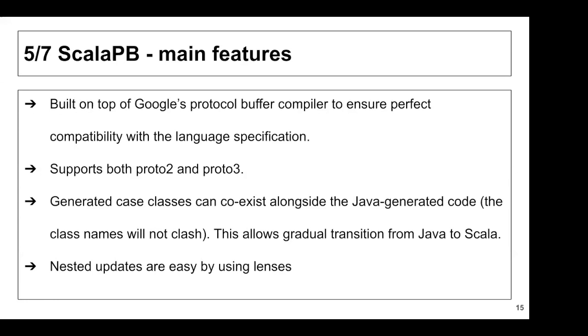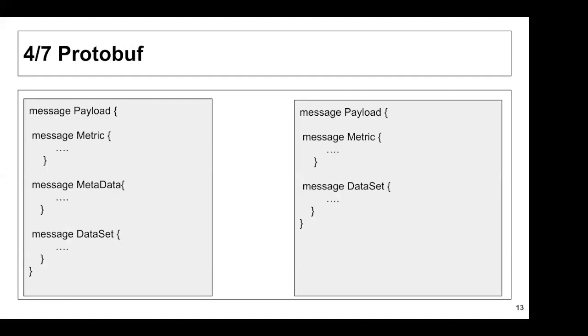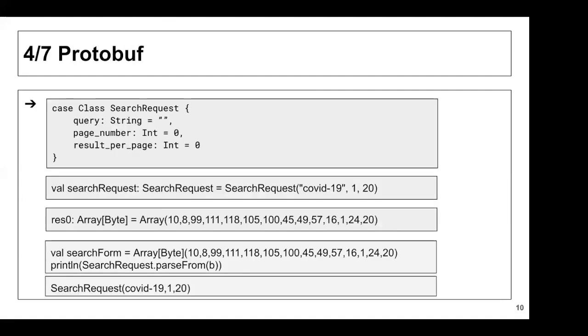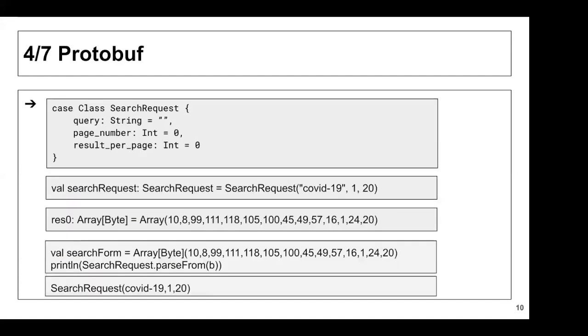And to update any fields, ScalaPB uses lenses. So in that sense, it's very easy to update nested fields. If I talk about nested fields, like here in this example, we have in person our address. So using the lenses, we can easily go from person to address and change the zip code if we want.